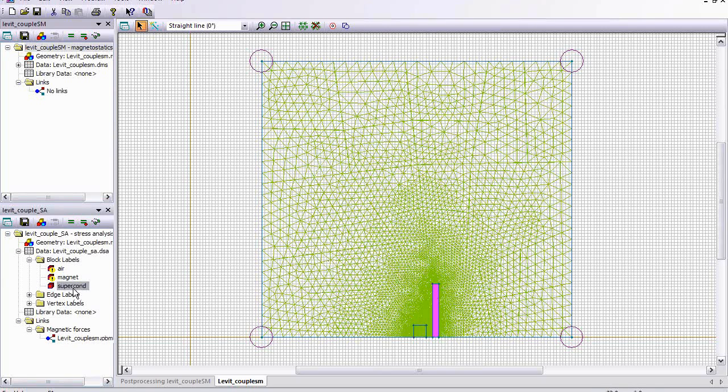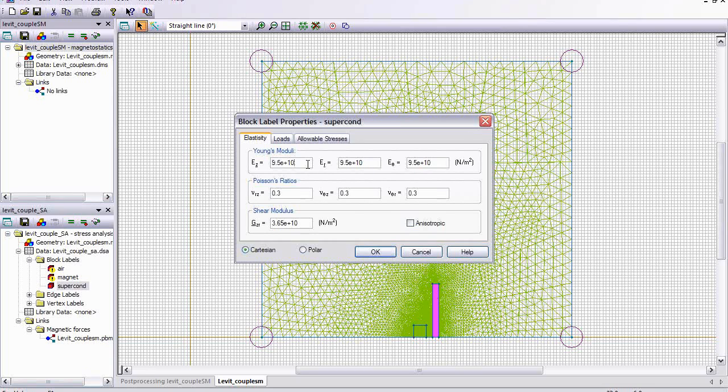So in the superconductor, I need to specify the Young's modulus, the Poisson ratio, and the shear modulus. For YBCO, we have a Young's modulus that is about 95 gigapascal. Now, I've assigned an isotropic value. However, I can assign anisotropic values. For example, in YBCO, we have a slightly different Young's modulus in the z direction, or the so-called c-axis, the Poisson ratio 0.3, and finally we have a shear modulus that we can also make anisotropic.